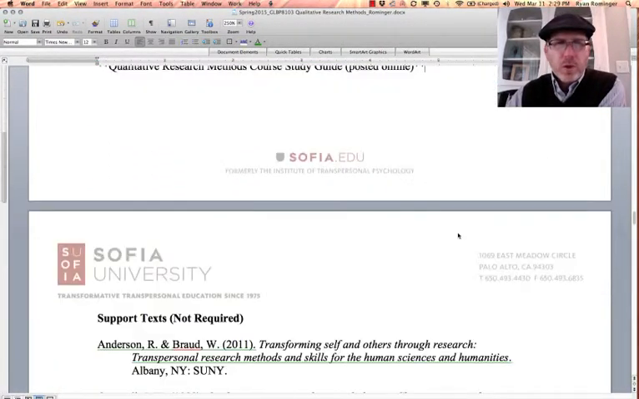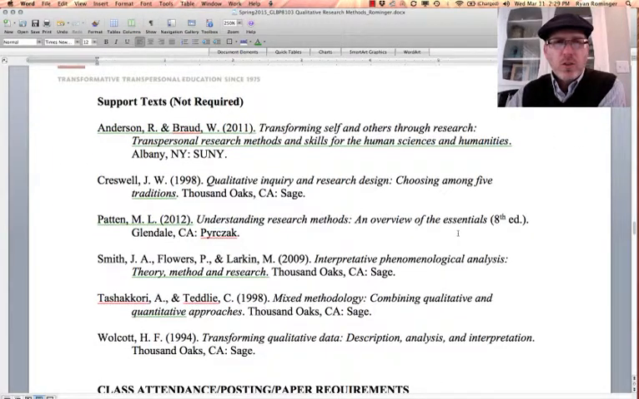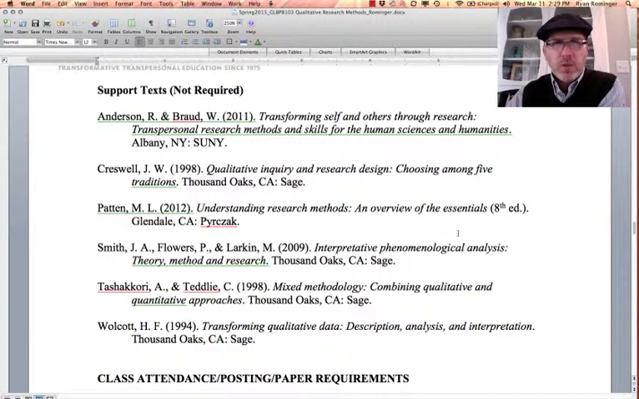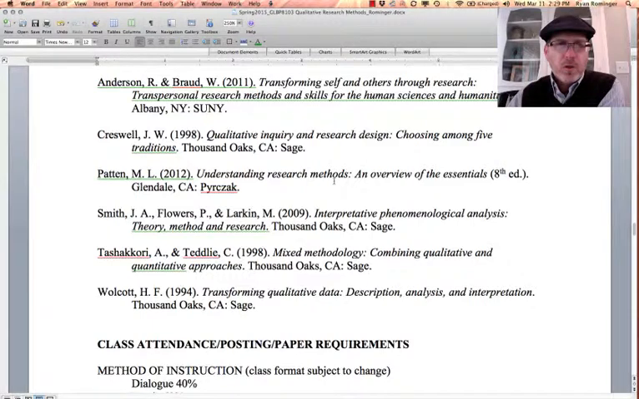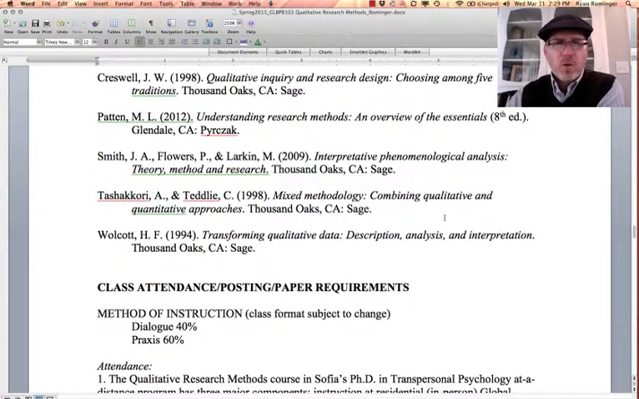So after the required reading, there's a support texts section, which are not required texts. They're just informational for those of you who might be interested in reading them. Obviously, we have Anderson and Braud's Transforming Self and Others, Creswell's Qualitative Inquiry and Research Design. Creswell also has a Mixed Methods Design, which is very handy. Understanding Research Methods by Patton. Smith's Interpretative Phenomenological Analysis is very handy for those who are wanting to do more of the interpretative or hermeneutical phenomenology. And Wolcott's Transforming Qualitative Data.